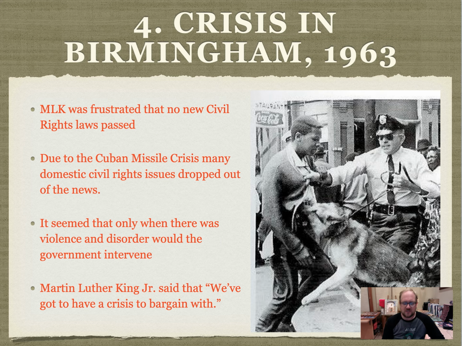You're also going to see the crisis in Birmingham. Things started to slow down in regards to the civil rights era. So Martin Luther King Jr. planned this march and boycott and protest on the Birmingham streets to almost incite some type of violent reaction against them. The thought was, we need to have a crisis to bargain with, was his thought.